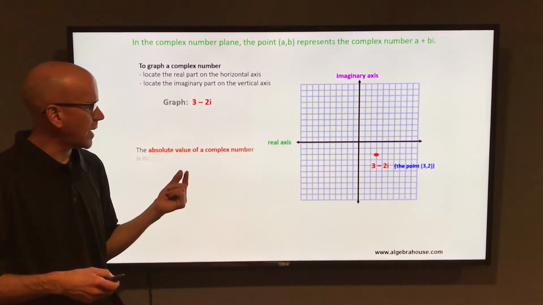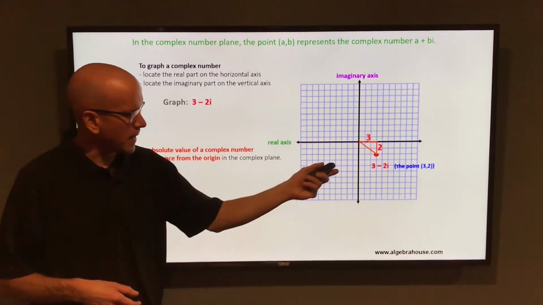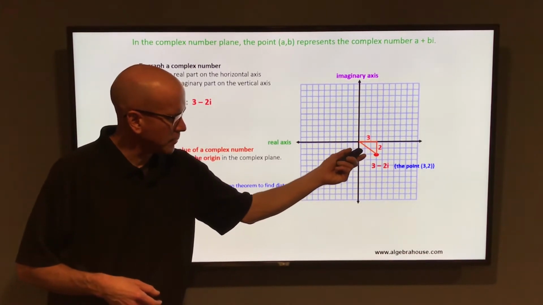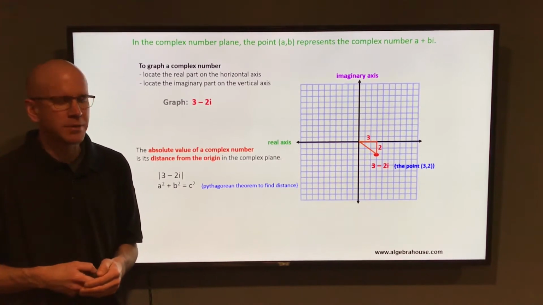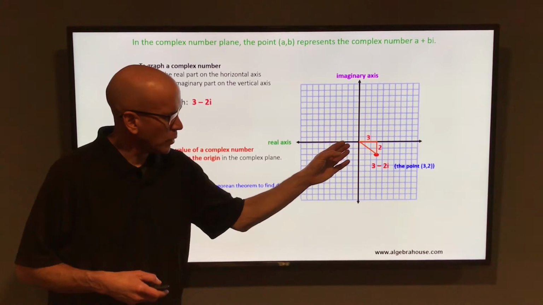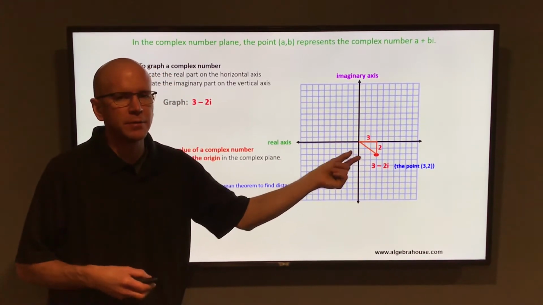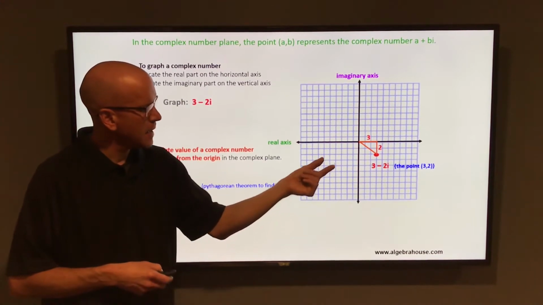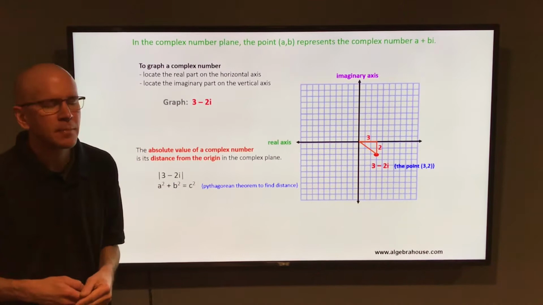The absolute value of a complex number is its distance from the origin. So if we're going to find out how far that point is from the origin, that's getting the absolute value of that complex number. And to do that, you see a right triangle is formed. Where you go to the right 3 and down 2, that right triangle has legs of 3 and 2. Now everybody knows the Pythagorean Theorem, and that's what we're going to use to get that distance from the origin.